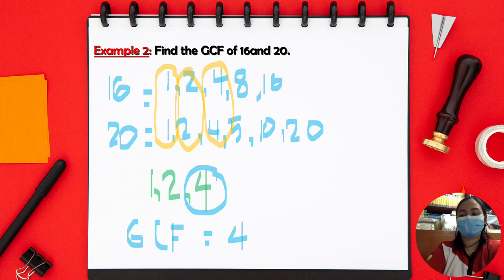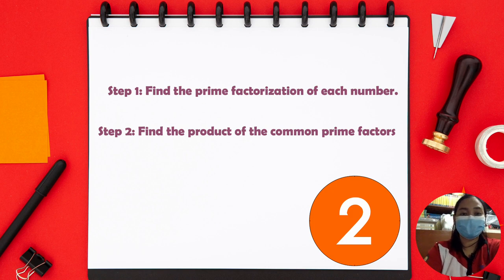Meron din naman tayong tinatawag na second method na ipapakita natin. Okay? Ito yung paggamit ng prime factorization. So, meron tayong dalawang steps. Step 1, syempre hanapin natin yung prime factorization ng bawat number. At step number 2, find the product of the common prime factors. Okay? So, tingnan natin. Pwede tayong gumamit ng factor tree para makita ninyo yung prime factors natin.